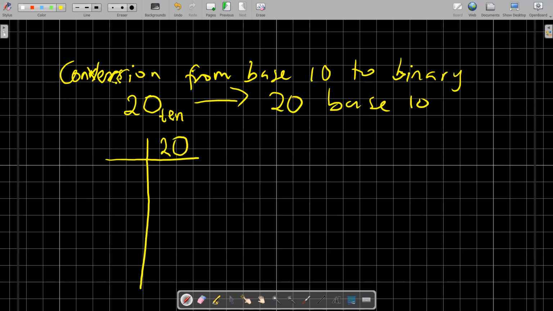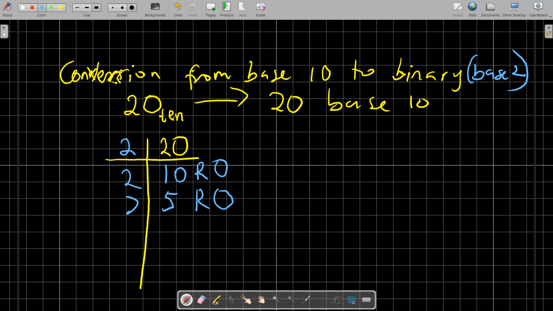What is the number you are converting to? The base. The base is binary, which is base 2. Now, you are going to be using 2 to divide. 2, how many times will 2 go in 20? That is 10. Remember, there is a remainder, which is 0, because there's no remainder actually. 2 go in 10, that is 5. What's the remainder? 0. How many times will 2 go in 5? That will be 2 times.